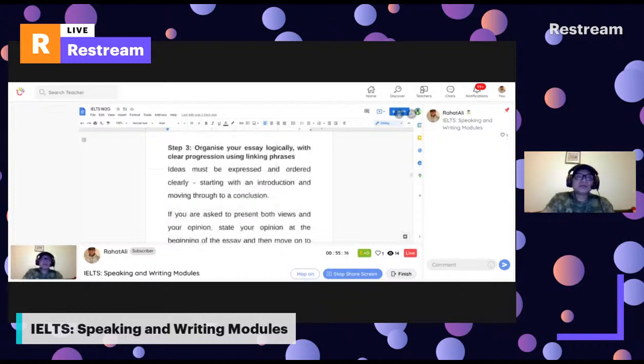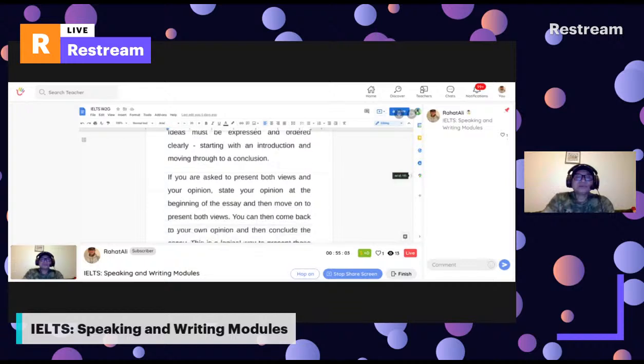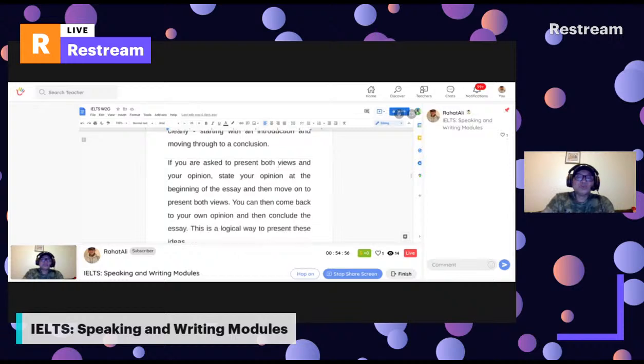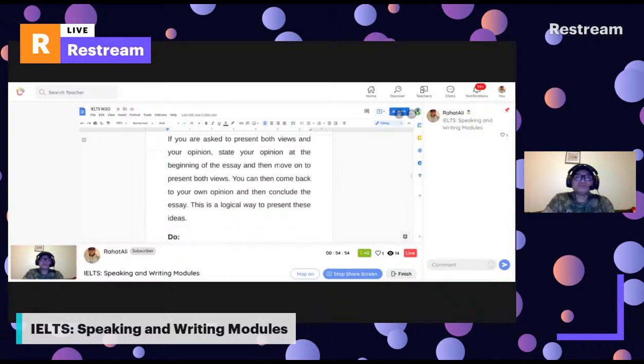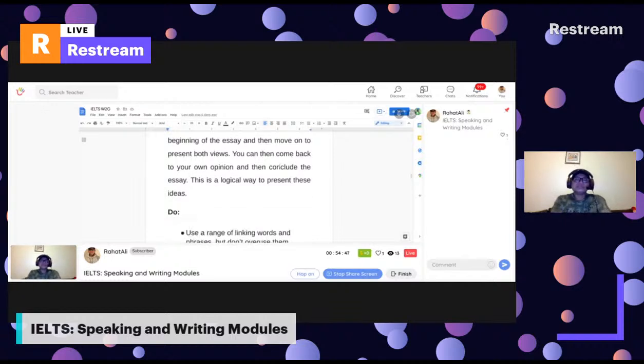Step 3, organize your essay logically with clear progression using linking phrases. Ideas must be expressed and ordered clearly, starting with an introduction and moving to a conclusion. If you are asked to present both views and your opinion, state your opinion at the beginning of the essay, then move on to present both views. You can then come back to your own opinion, then conclude the essay. This is a logical way to present these ideas.